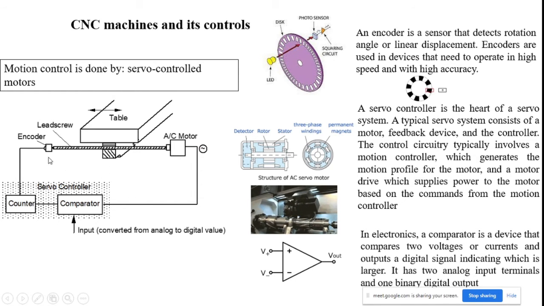Here, what is an encoder? The first question is started. So the encoder is a sensor. The encoder is a sensor that detects rotation angle.